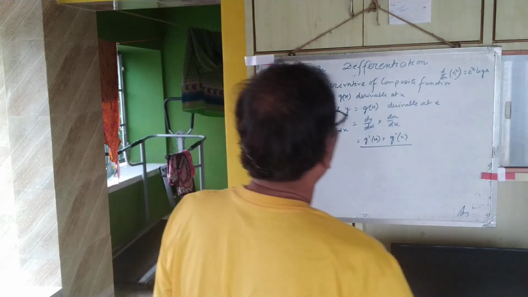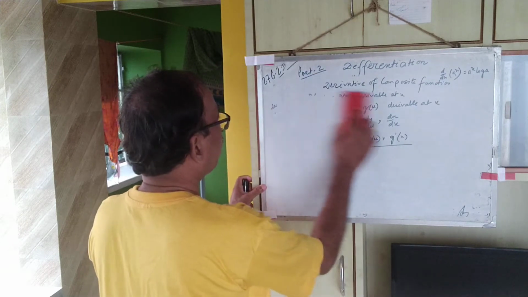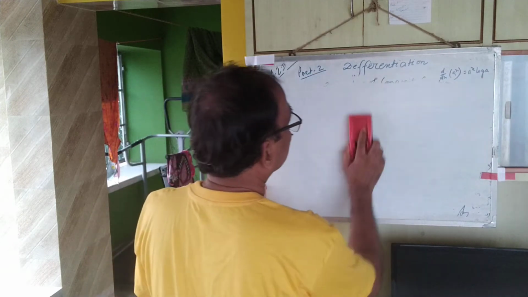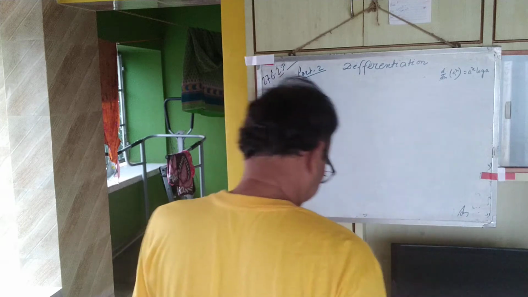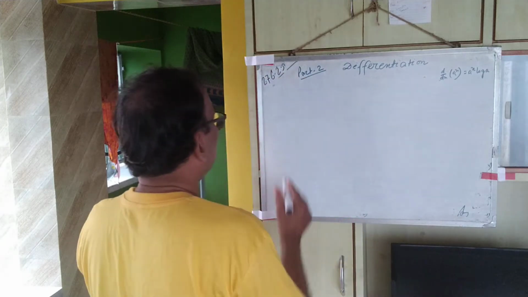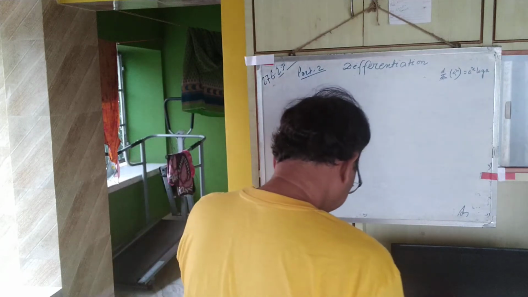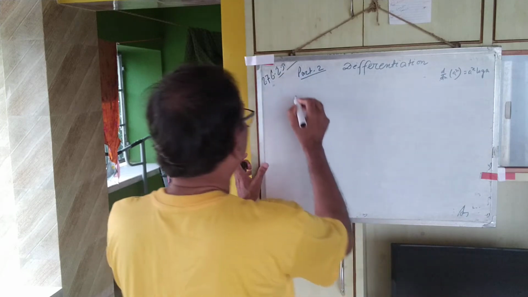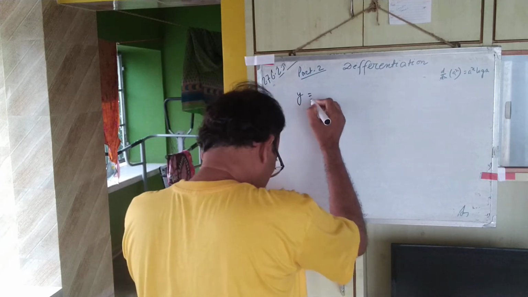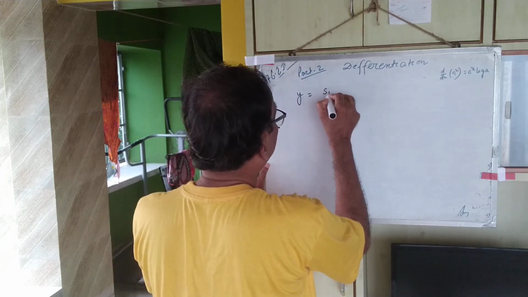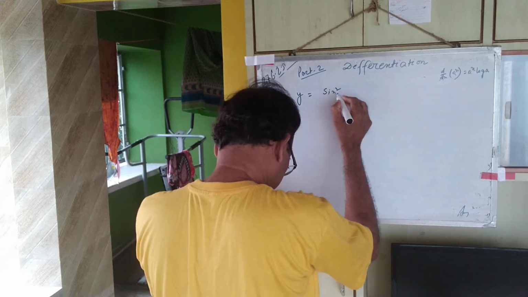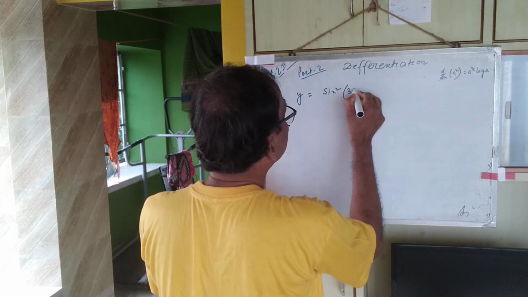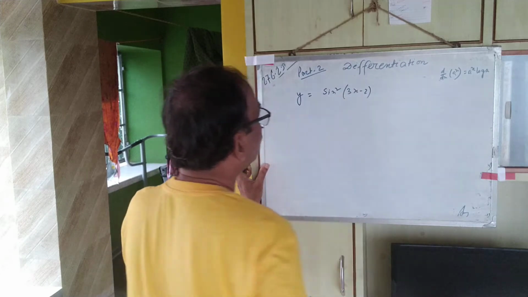Now, let us do a few sums. Let y equal sine squared of (3x minus 2).